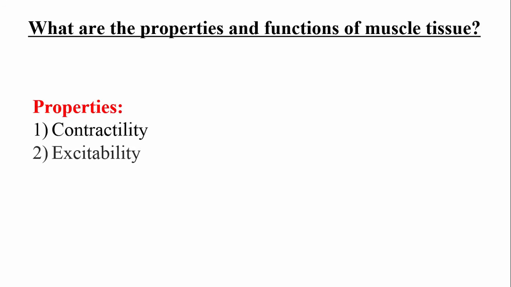So the first question we want to ask ourselves is, what are the properties and functions of muscular tissue in general? So if we look at the properties, there are a few properties we want to keep in mind. The first is that muscles can contract, right? So it's sort of an obvious thing, but we want to make sure we note it. Muscles can contract.